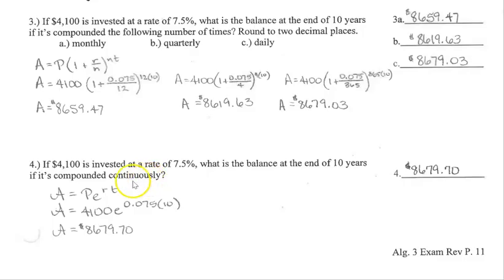Now, if instead it says that it's compounded continuously, that is a different formula. That's our continuously compounded interest. That's our PERT formula. So again, P is still our original principal, our original amount. E is that button on your calculator. R is our percent written as a decimal, and T is our time.